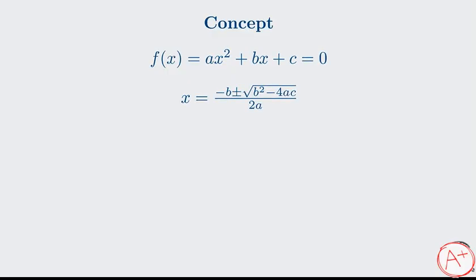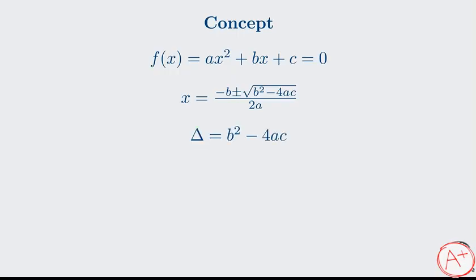To understand the discriminant, we must look at the quadratic formula used to solve any equation in the form ax squared plus bx plus c equals 0. The part of the formula inside the square root is what we call the discriminant. We denote it using the Greek letter delta.